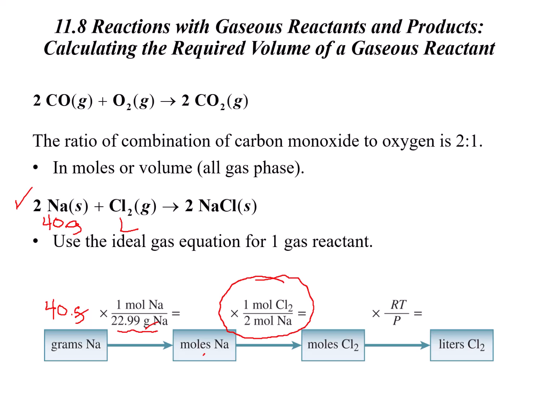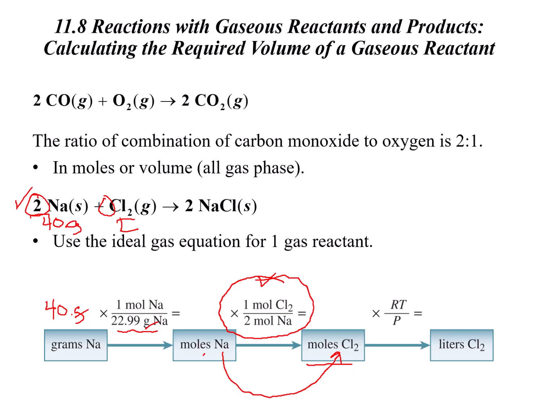You get your mole to mole ratio from your balanced chemical equation. For every 2 moles of sodium consumed, 1 mole of chlorine is consumed. So my mole to mole ratio will now change that to moles of chlorine. That's the only way you can change from one substance to another is through your balanced chemical equation and getting your mole to mole ratio.